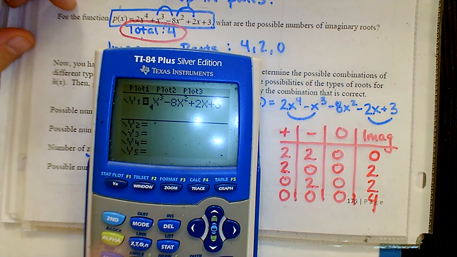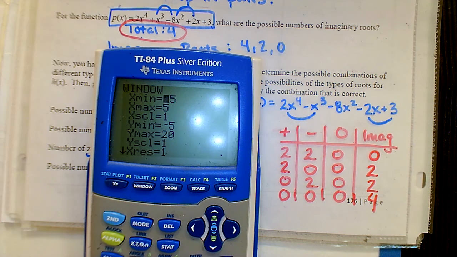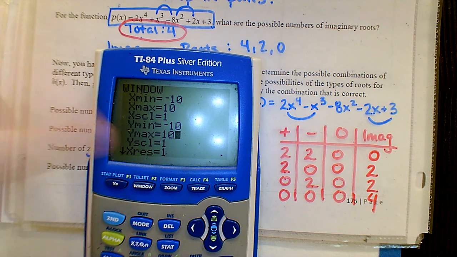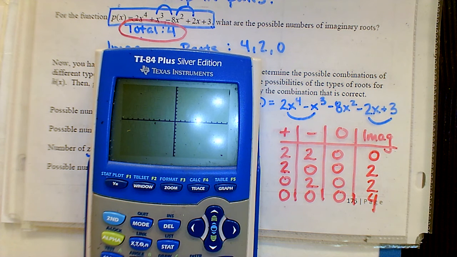Alright, before you hit graph, maybe go to window. They don't really give us an idea about which numbers to use, so you can use whatever you want. You can do -5s to +5s, maybe -10s to +10s. It's completely up to you. You can always go back and change them if you want to, but you gotta start somewhere. Maybe we'll do 10s. Okay, so with the equation in and the window set, go ahead and hit graph.